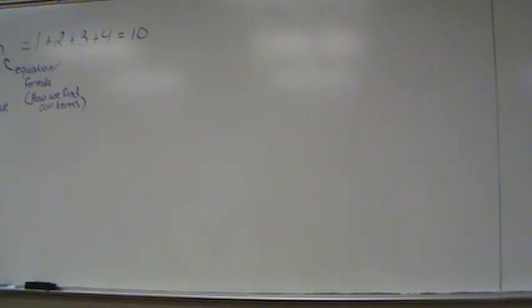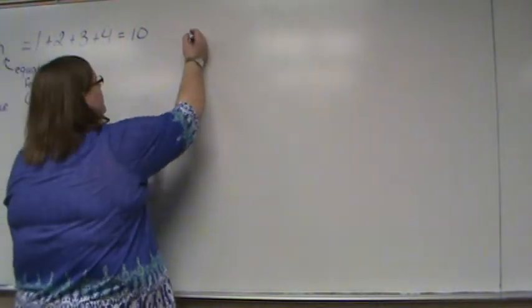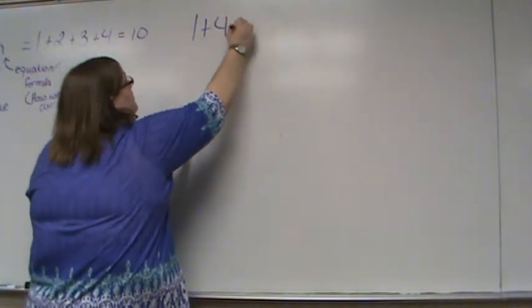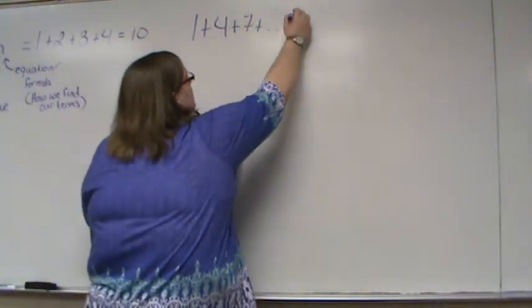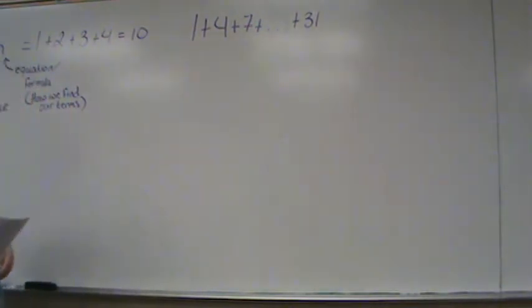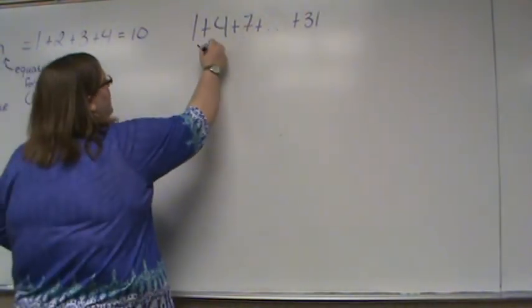So we're going to actually look at example 4 because it'll make it a little bit clearer. So we're given the series 1 plus 4 plus 7 plus ... plus 31. And it wants us to write that series using this summation notation. The difference is plus 3. So our common difference, we're adding 3.